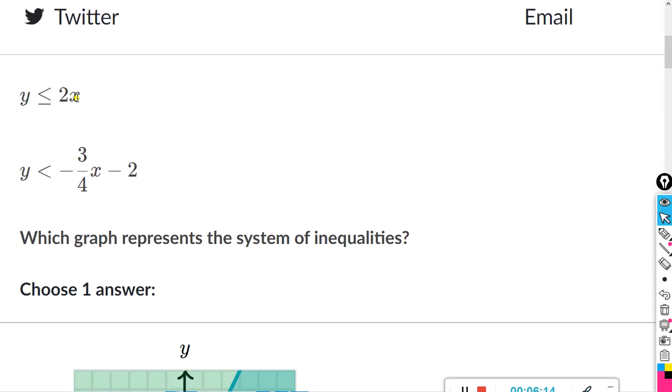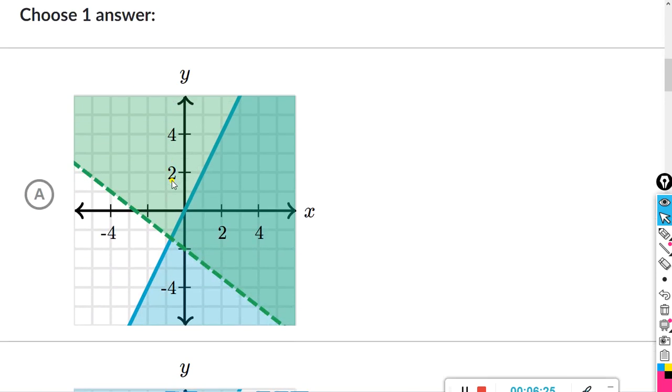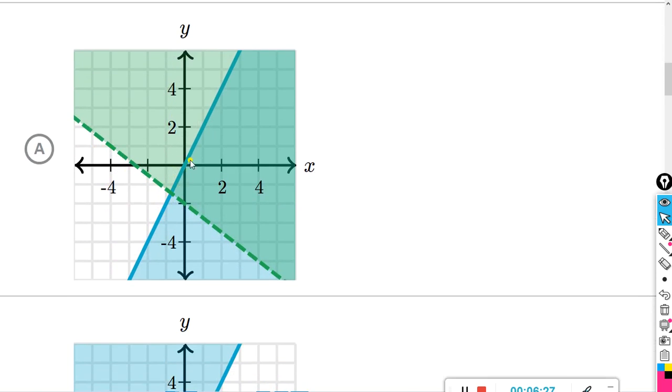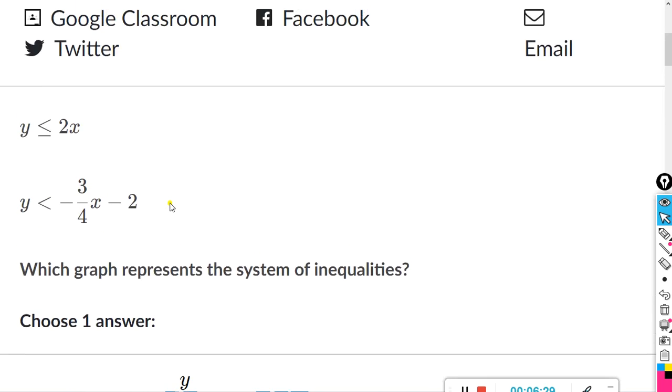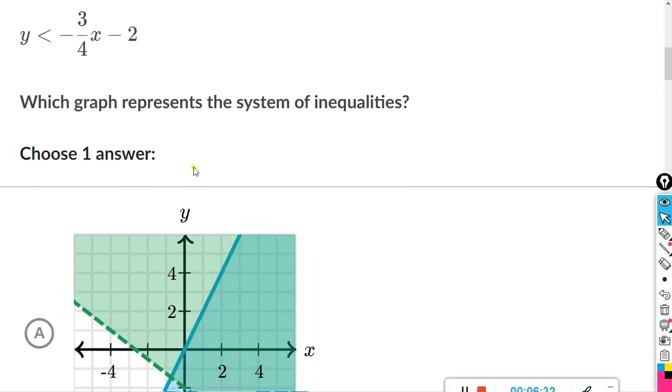This one has a positive slope. This one has a negative slope. Okay, but in both cases, it's less than. All right, we don't have to worry about if it's less than or equal to because all the lines are the same as far as being dashed or solid. All right, so in both cases, it's less than.